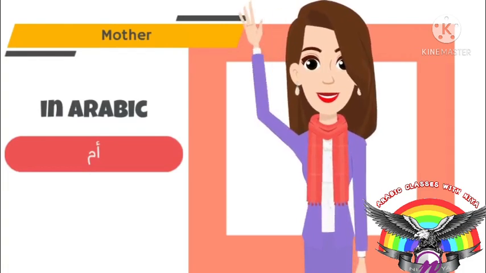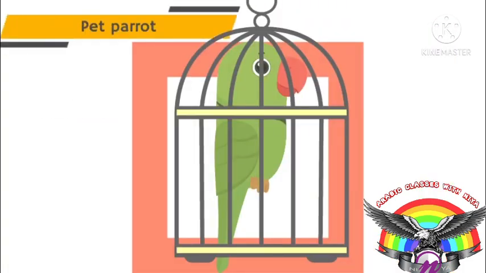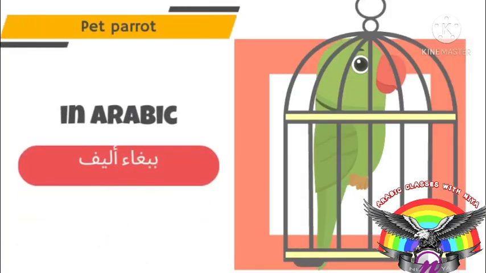Our next member is a pet parrot. You can take any pet, but I have just included parrot in it. Now let's see how to say pet parrot in Arabic. It is known as ببغاء أليف. Let's repeat one more time. ببغاء أليف.